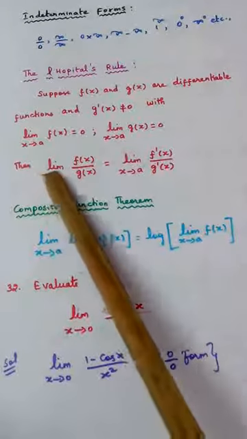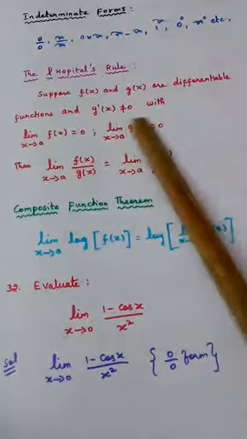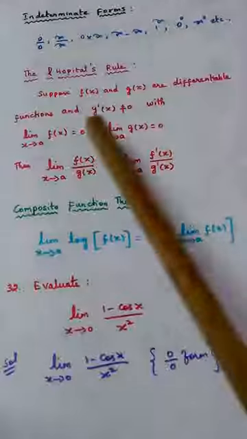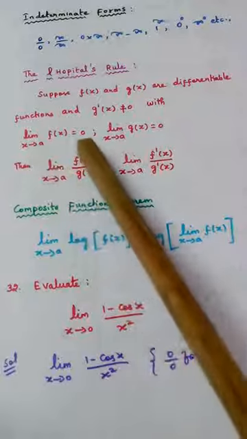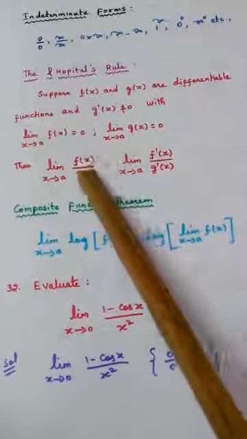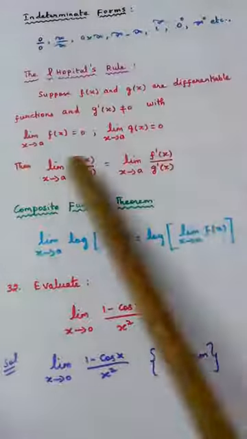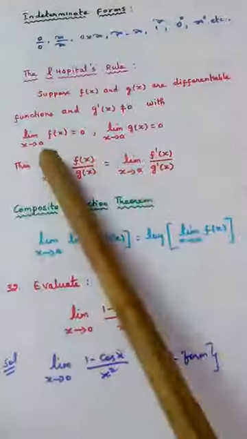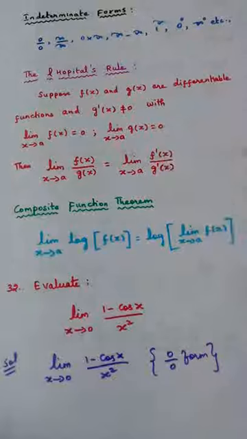What happens for limit x goes to a f of x? It becomes 0. What happens for g of x when x goes to a? It becomes 0. So this is also becoming 0 when x goes to a. So we will have 0 by 0 format, right? Indeterminate form. So that can be replaced by, that is equal to, the same limit x goes to a f dash of x by g dash of x.